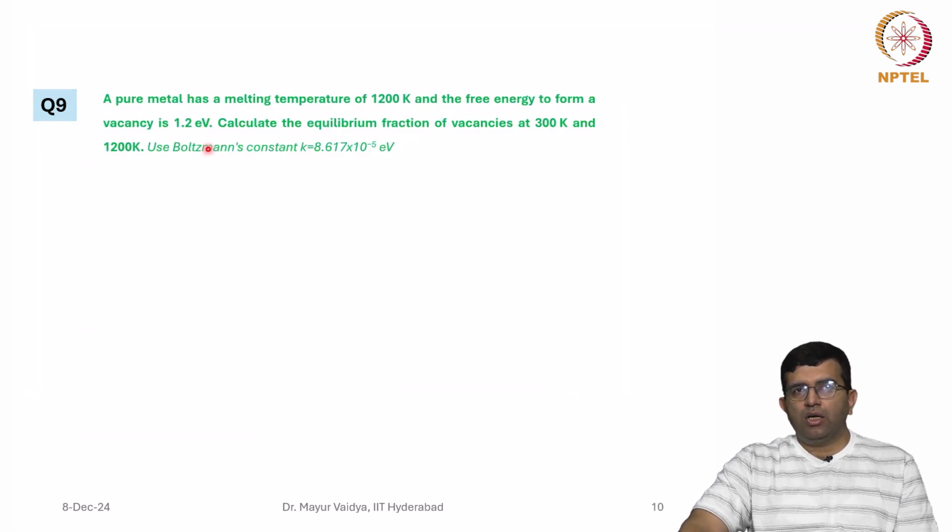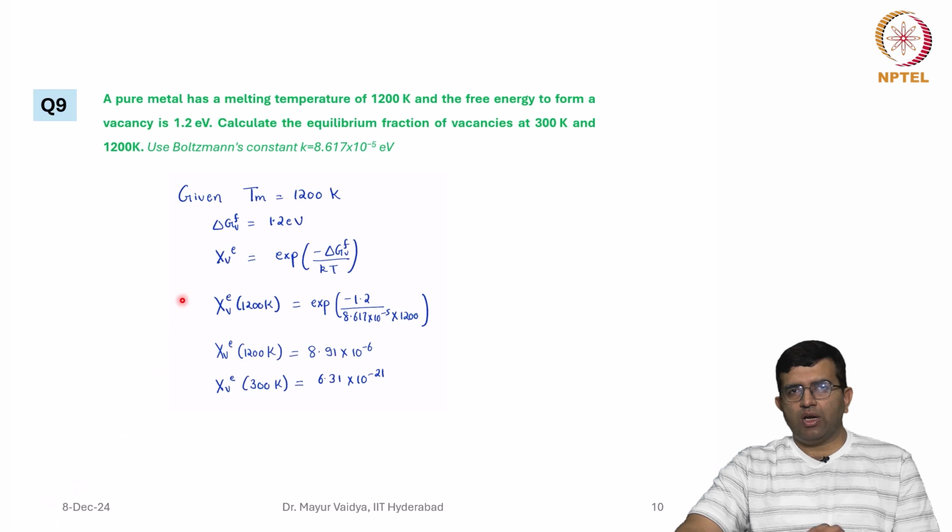Question number 9. A pure metal has a melting temperature of 1200 Kelvin and the free energy to form a vacancy is 1.2 eV. Calculate the equilibrium fraction of vacancies at 300 K and 1200 K, and use the Boltzmann constant in eV as this. You may see that this is a fairly straightforward question. The delta G is given, so you calculate X_V directly.